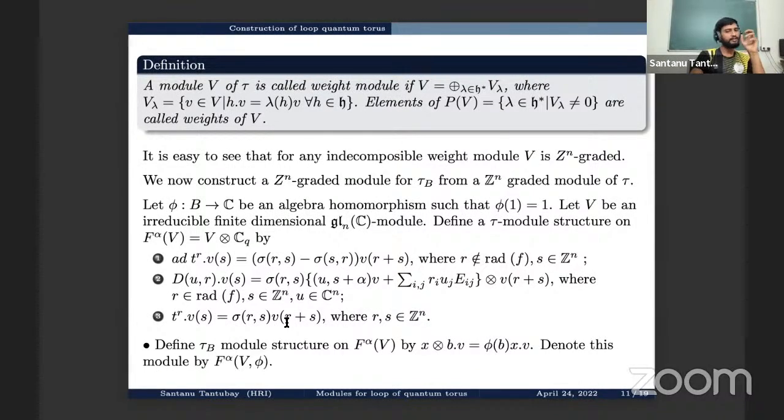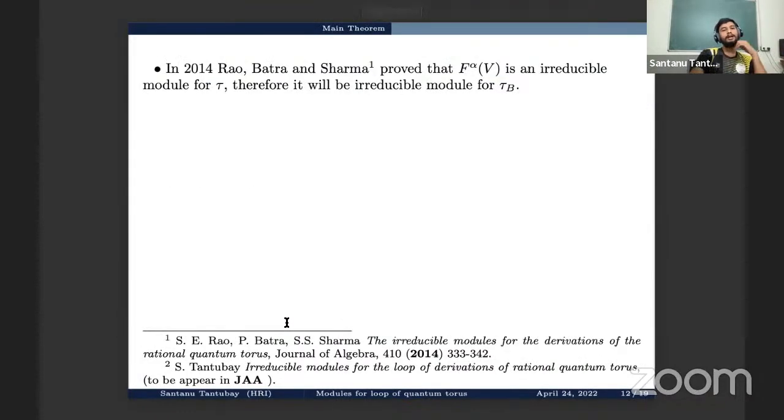Now on F alpha V, we can give a tau V module structure by the action x tensor B acting at V is just phi(V) times x acting at V, and we will denote this type of modules by F alpha V comma phi. In 2014, Rao, Bhatta, and Sharma proved that F alpha V is an irreducible module for tau. Therefore, it will be an irreducible module for tau V also.